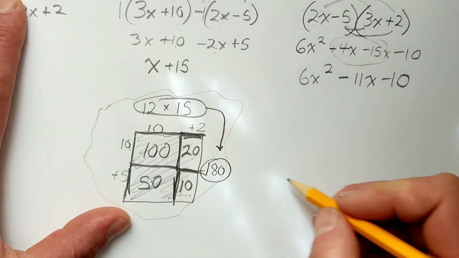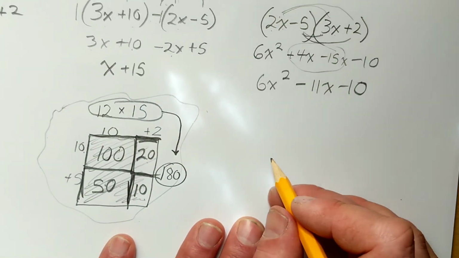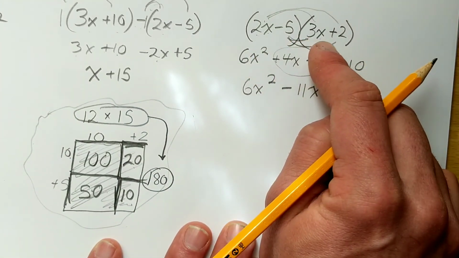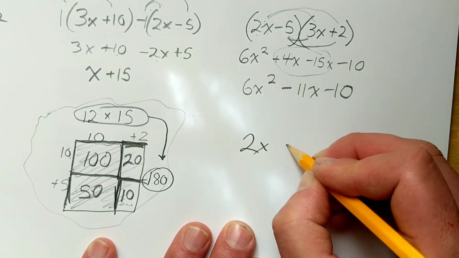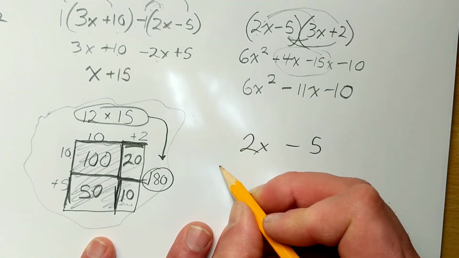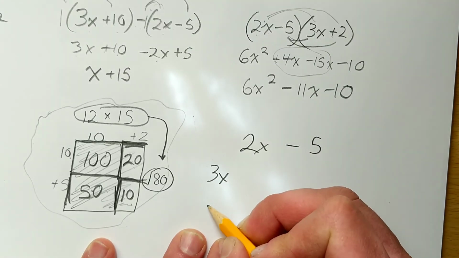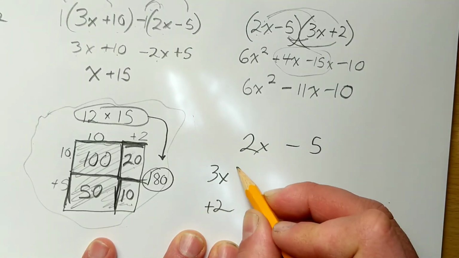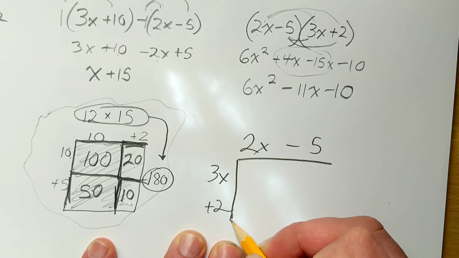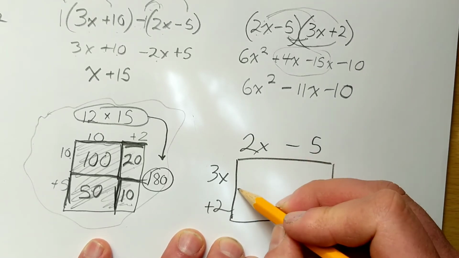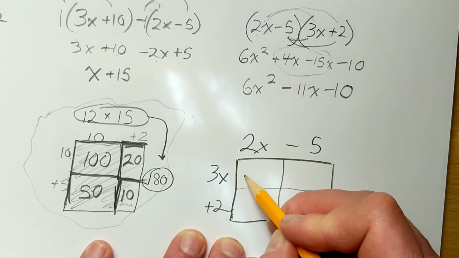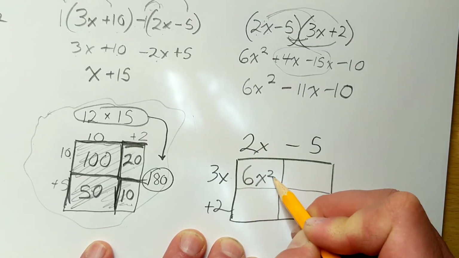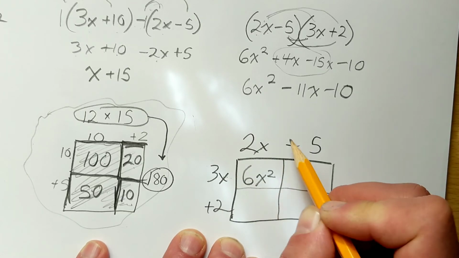So we can do a similar thing when we have 2x minus 5 times 3x plus 2. We have some amount 2x, but then also take away 5. And we have some amount 3x, but also plus 2. And we set up a rectangle, and we do it by areas. So 3x times 2x, there's our 6x squared. Don't forget the x times the x there to make x squared. And there's that.